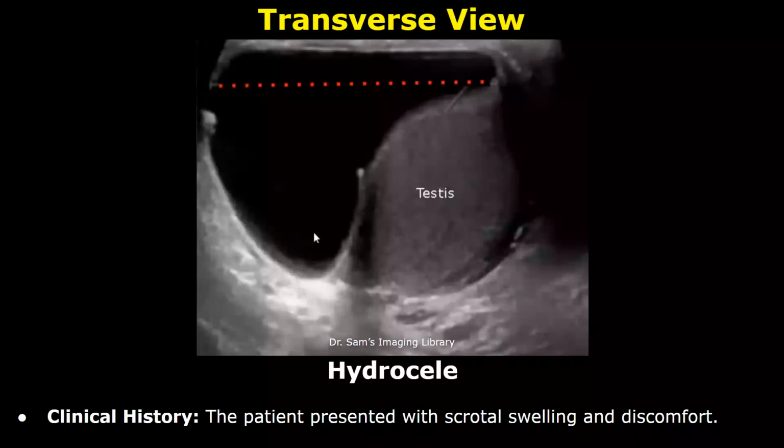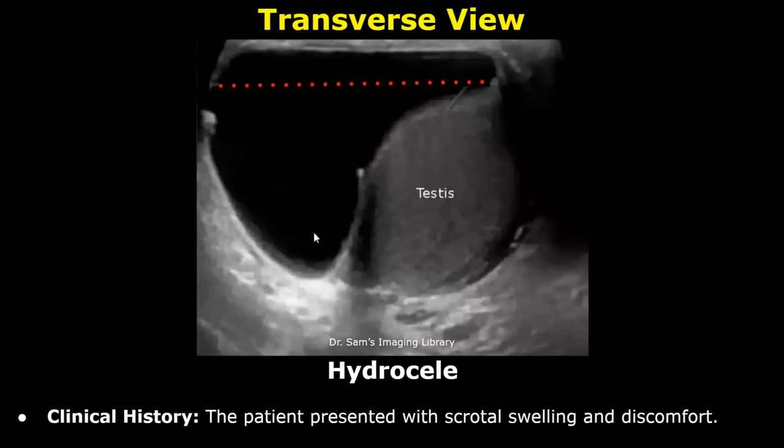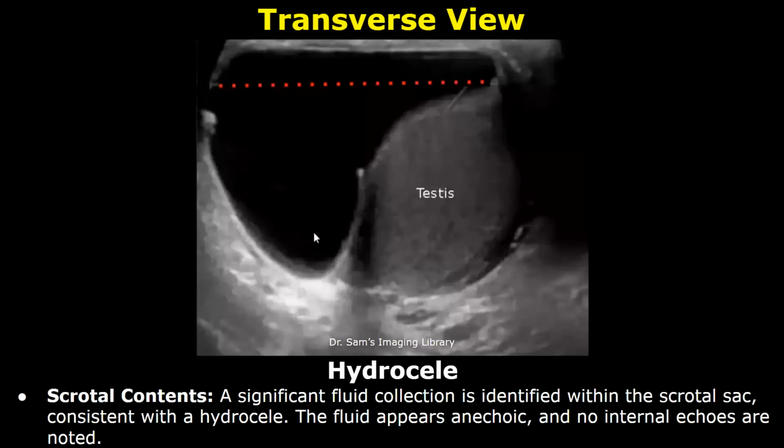Now we will look at a hydrocele. Here is the clinical history. The patient presented with scrotal swelling and discomfort. Then you can write about the scrotal contents. A significant fluid collection is identified within the scrotal sac, consistent with a hydrocele. The fluid appears anechoic and no internal echoes are noted.